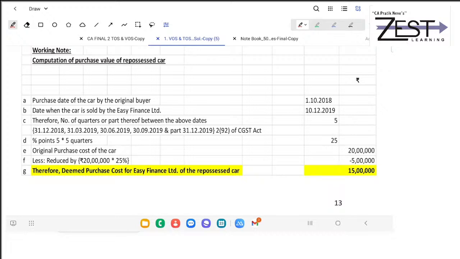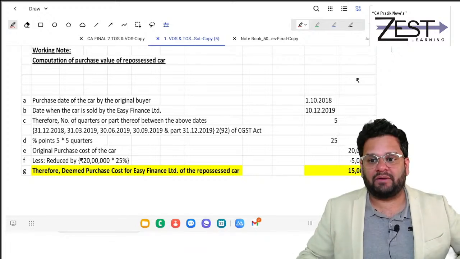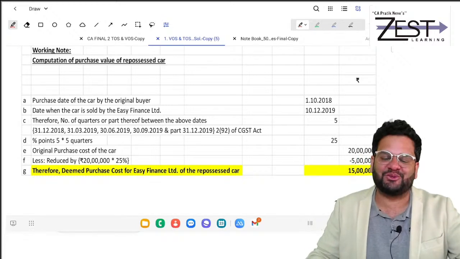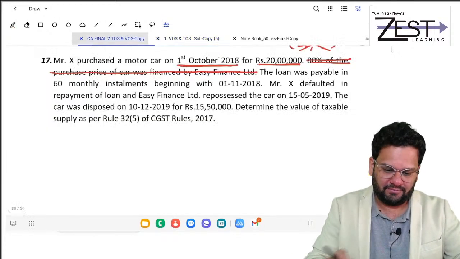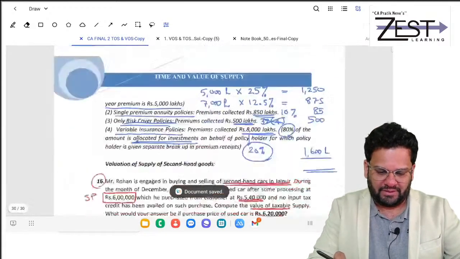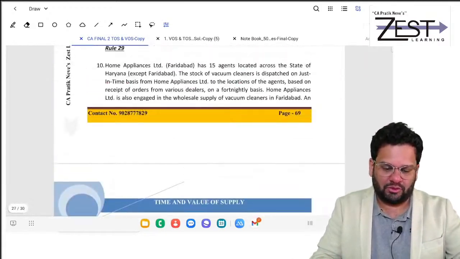Waiting for your "see" in the chat window. Yes, I can see you are saying see in the chat window. So I hope everything is absolutely clear to you. Can I go to the next rule? Yes, sir. Go to next rule.